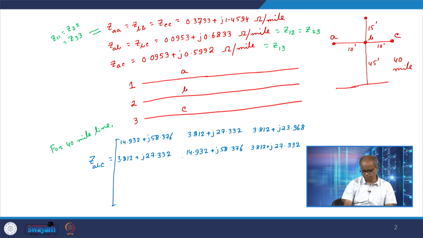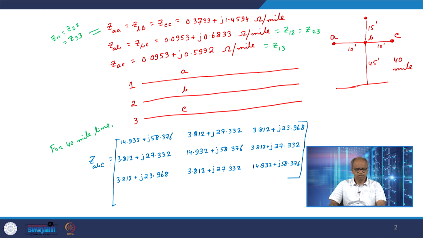ZAB would be equal to ZBC, okay, fine, no problem. And then of course it would be 3.812 plus J 23.968, and then it would be 3.812 plus J 27.332 and 14.932 plus J. So, this we have already calculated. I am just simply writing it for our ready reference in this lecture itself.